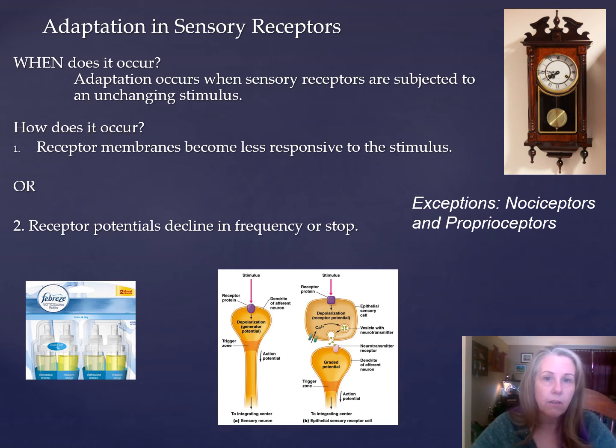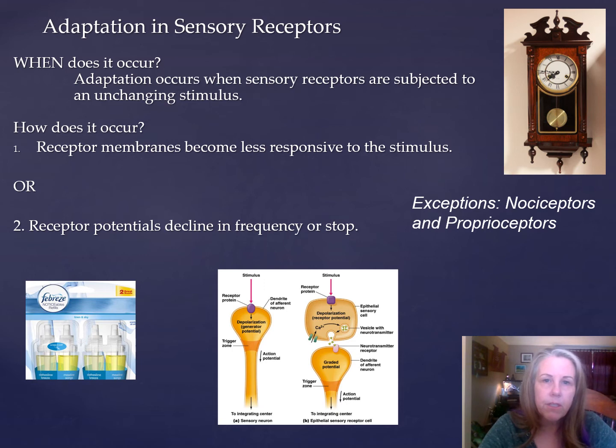So if we back up and take a look at that, the stimulus is still there, but nothing's happening to the sensory neuron, and it happens at the plasma membrane interface. Okay, that's one way. Another way that it can happen is that receptor potentials decline in frequency or stop. Now remember, you just learned about separate cells and how a separate cell will release a neurotransmitter to then activate the sensory neuron. Look at the right side.